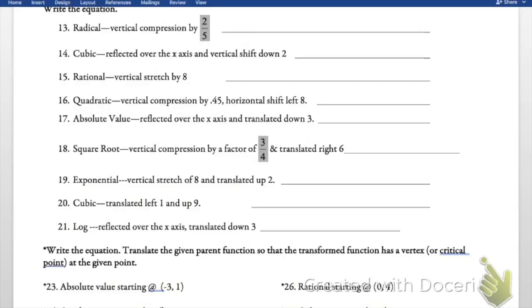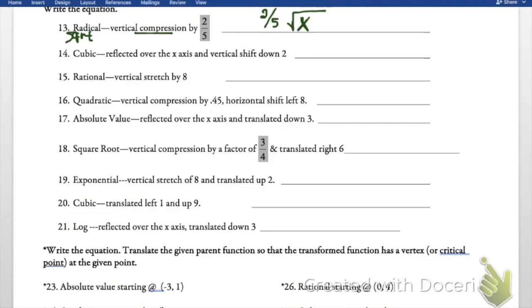So number 13, they use this word radical. Remember, a radical is a fancy word for a square root, right? So I know I'm going to have a square root of x. Okay? Now what do I do with the 2/5? Well, the 2/5, it says, is a vertical compression. So that means the 2/5 is going to go out front. That is my simplest equation right there.